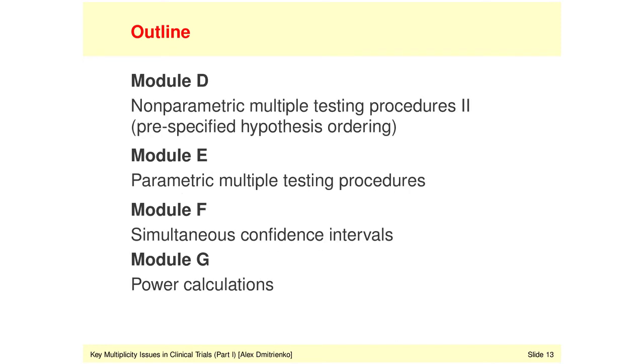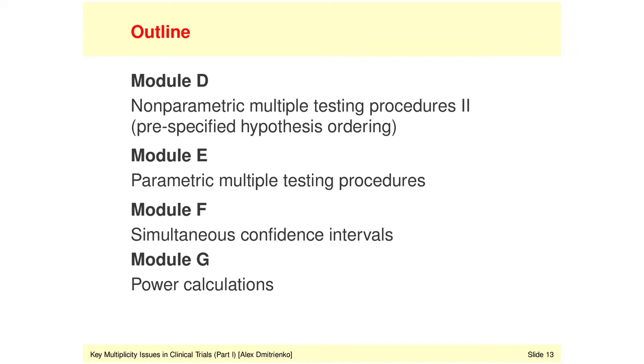And then in Module D, we will discuss multiple testing procedures that are used in problems with a pre-specified or fixed testing sequence. After that, we'll take a look at Module E. And in this module, we will talk about a class of more powerful multiple testing procedures. They're known as parametric procedures. And unlike the non-parametric or semi-parametric procedures from Modules C and D, they make specific assumptions about the joint distribution of hypothesis test statistics, and that leads to a power gain.